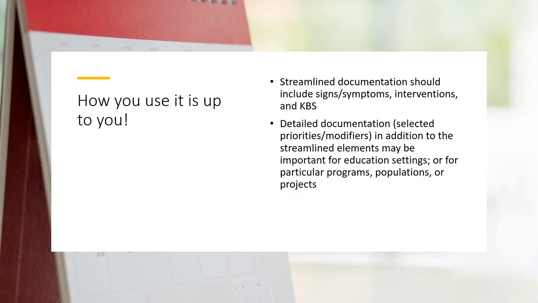How you use the Omaha System is up to you. I'll describe streamlined and detailed documentation approaches. Streamlined documentation should include signs and symptoms, interventions, and KBS. These data are typically more than enough for program evaluation and staff feedback. Consistent streamlined documentation reinforces high-quality practice as well as providing good data.